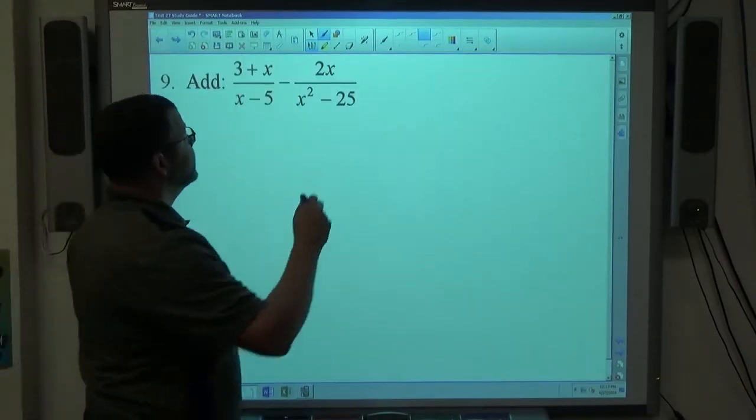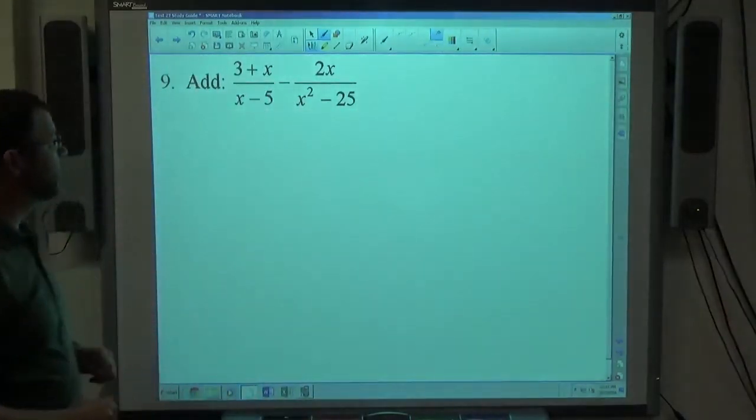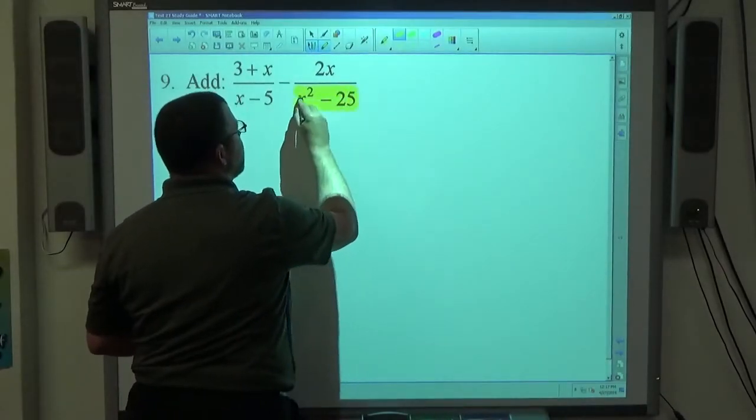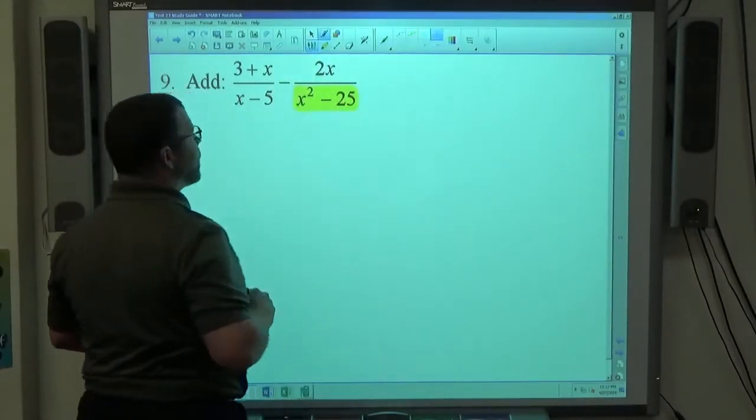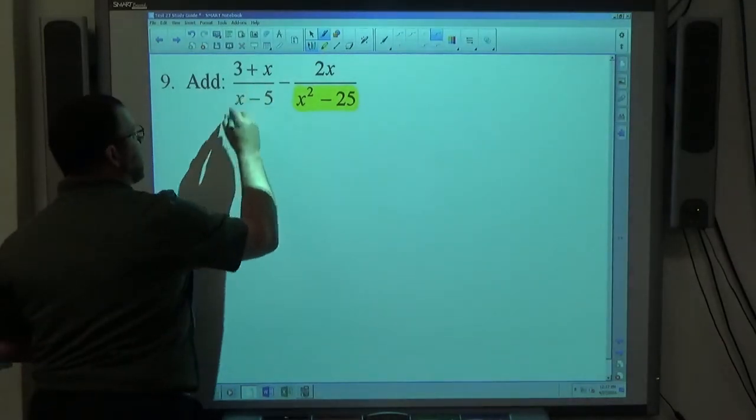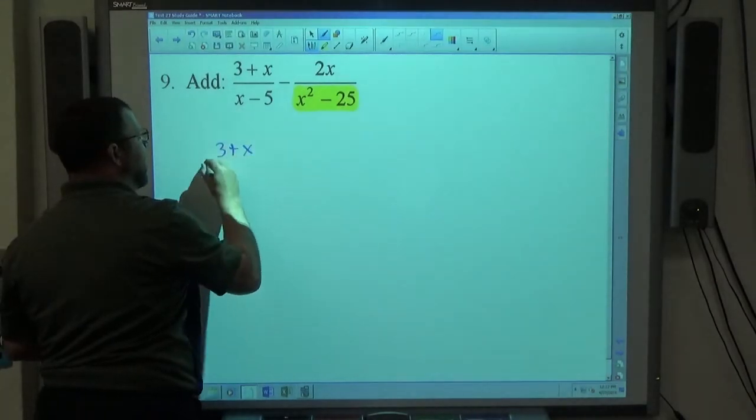Number 9. I'm supposed to add these fractions. First thing I notice about these is that we have a factorable denominator. I recommend always factoring before you try to find a common denominator, because more than likely they already have something in common. So I'm going to leave 3 plus x over x minus 5 as it is.